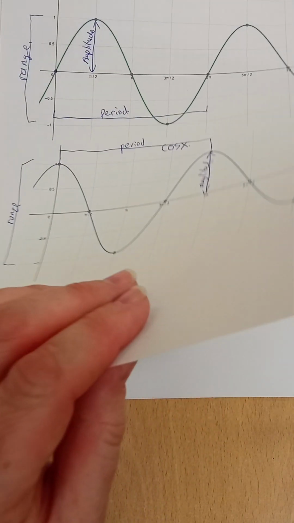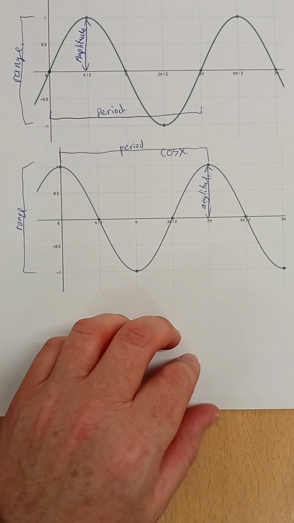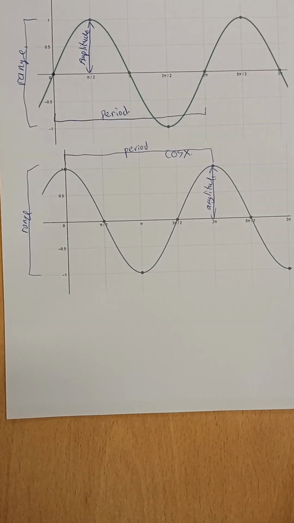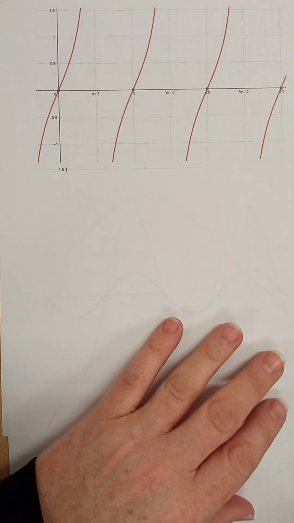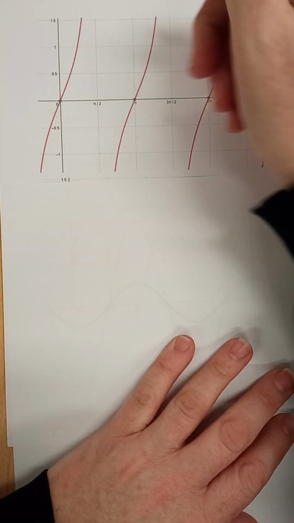Now, I'm going to show you what happens when we add a bit of fun to this. Let's have a look what happens to the tan. So there's the tan of x.